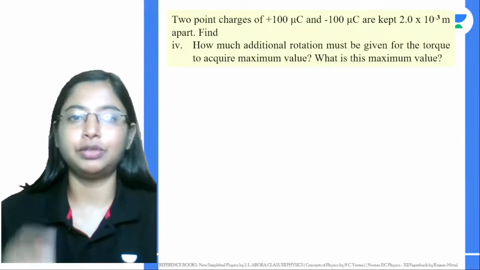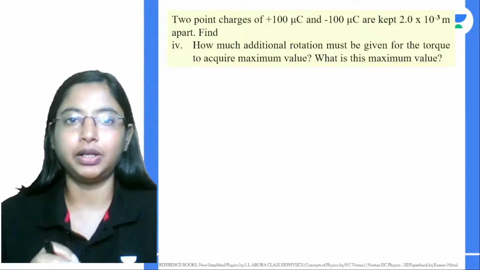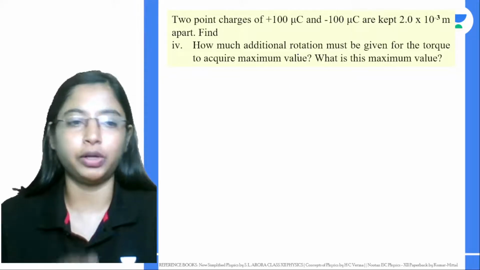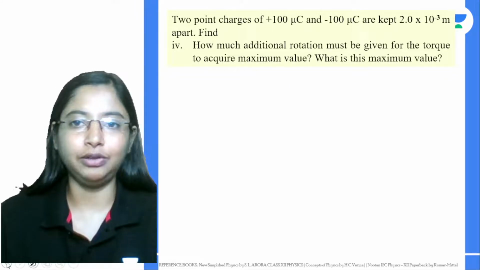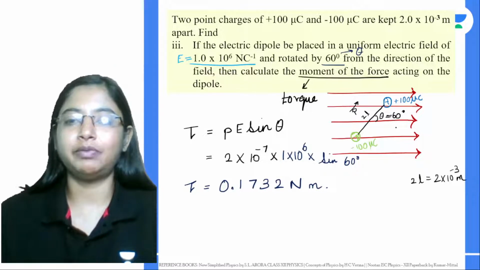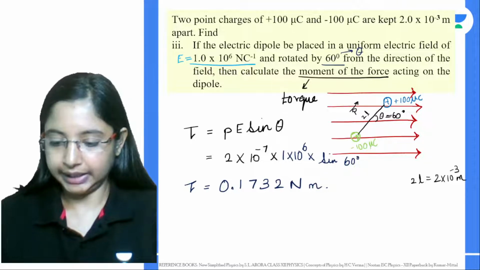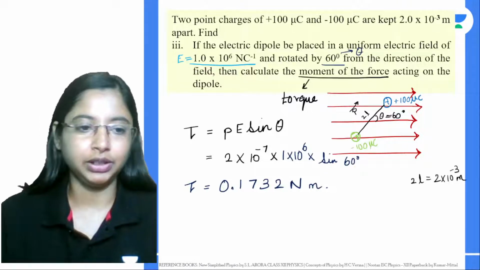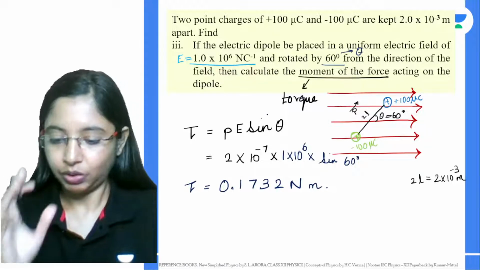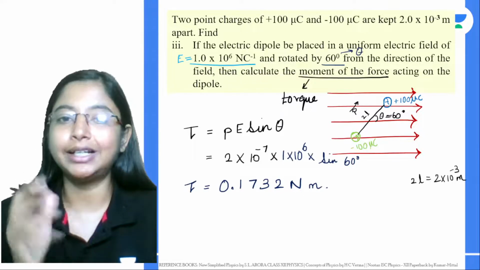Now, the fourth part of the question. Here they are asking about the same system: how much additional rotation must be given for the torque to acquire its maximum value, and what is that maximum value? Now, in this system, what is the maximum value theta can take? It depends on sine. What is the maximum value sine theta can take? It can take 90 degrees, which is when it will become 1.